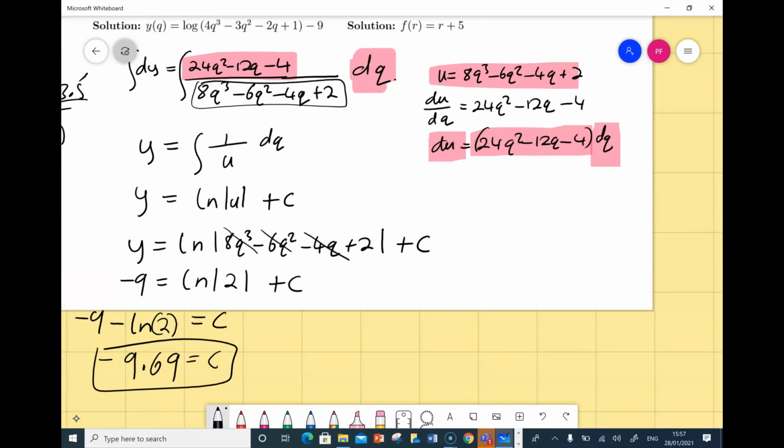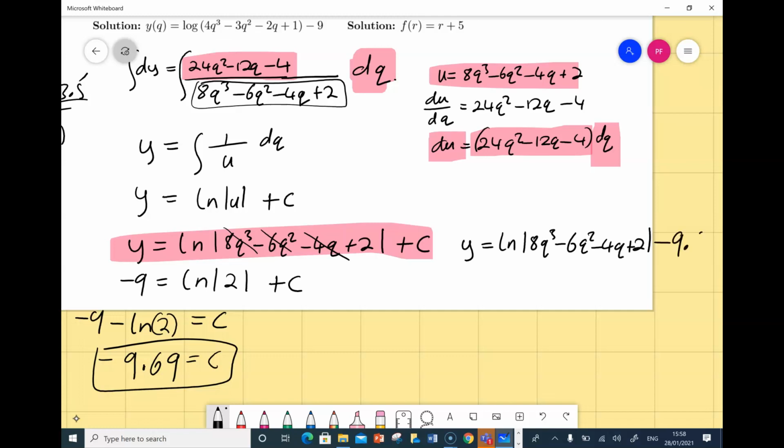So here I have my natural log, my expression for y was the following. So I just need the same thing, but I need to fit in my c. So y is equal to the natural log of 8q cubed minus 6q squared minus 4q plus 2, minus 9.69.